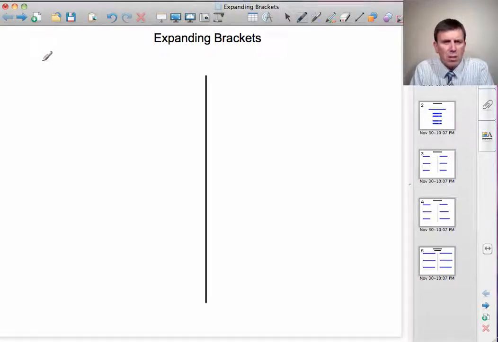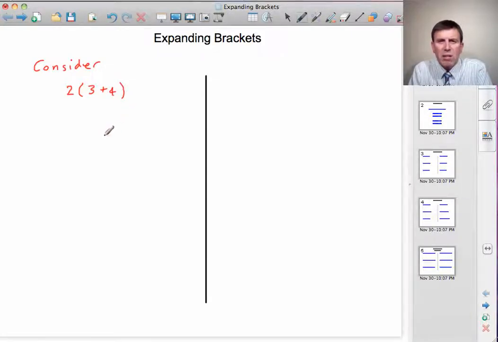I'm going to start by considering ordinary numbers. Let's consider 2 multiplied by the bracket with 3 plus 4 in it. Now brackets in maths mean do this first. Work out what's in the bracket first. So what this really means is 2 multiplied by what's 3 plus 4? It's 7. So I know that what's in that bracket is actually 7. So the answer, 2 times 7, must come to 14.